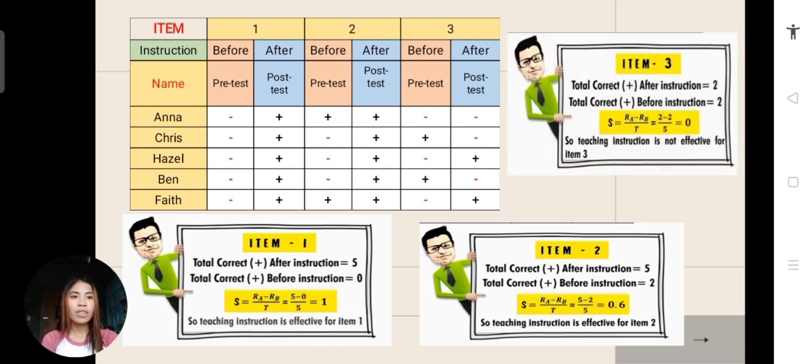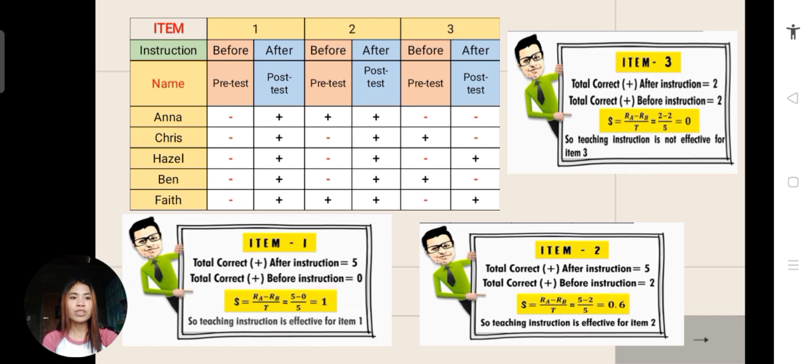And in item 3, after instruction, we have 2 students who got it correct, and before instruction, we have 2 students correct. Therefore, based on the formula, R sub A is 2 and R sub B is 2. 2 minus 2 is 0 over 5. Therefore, our teaching instruction is not effective for item 3.